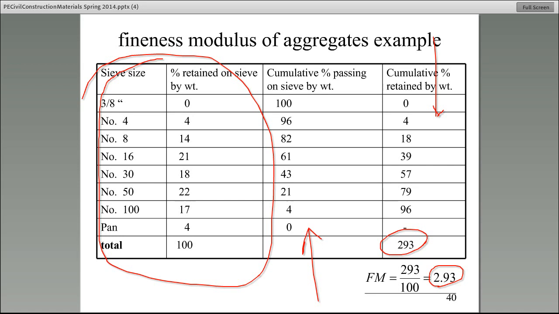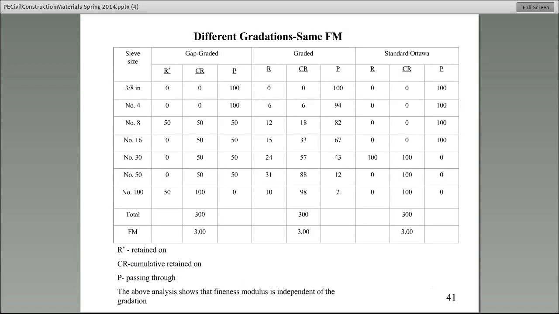Go over this example problem and find others similar to it. You can appreciate how it's done. All right, it's not difficult, but understand how it's done. By the way, the fineness modulus, as I said, is just the measure of fineness, and it has nothing to do with the gradation of the aggregate.